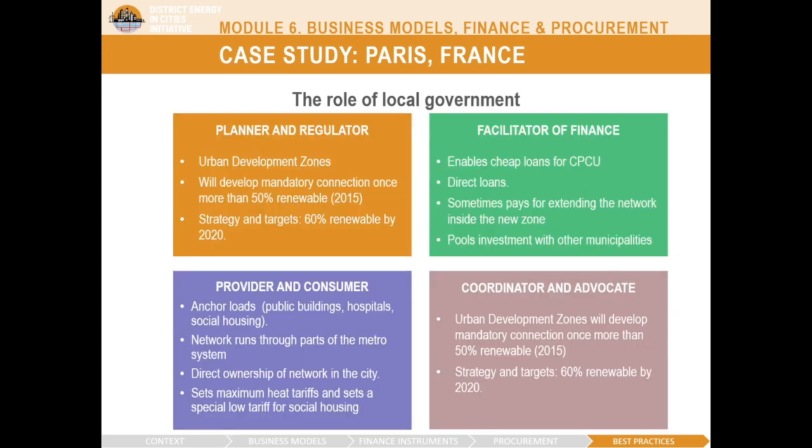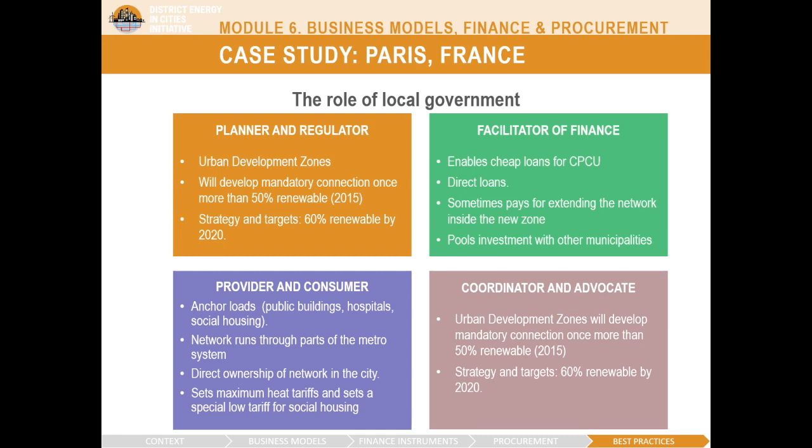Role of local government. As mentioned in the previous module, the local government has four main roles to play during the development of district energy projects. As planner and regulator, the local government has established local district energy development zones and will develop mandatory connection policies after reaching 50% renewables in the energy mix. This ensures sufficient load is available for district energy connection. The local government also plans to increase the share of renewables up to 60% by 2020.